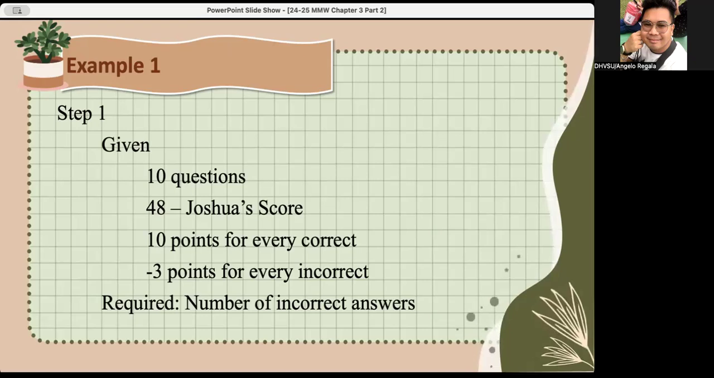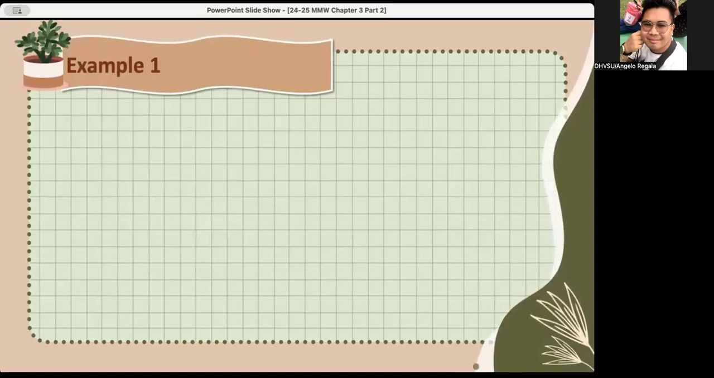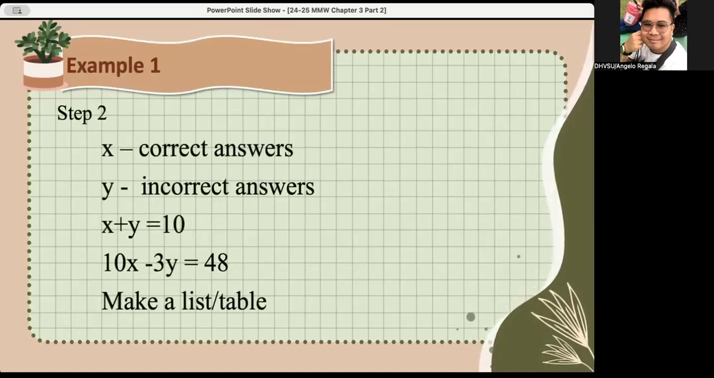So we can make a list. Our strategy is to make a list or a table. So x for the correct answers, y for the incorrect. So we have x plus y is equal to 10. So 10x minus 3y for the incorrect answers equals 48. So the answer we should get is 48. So let's check.